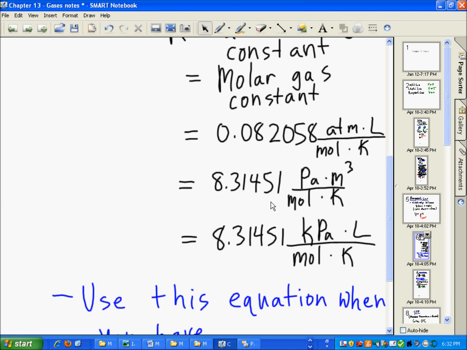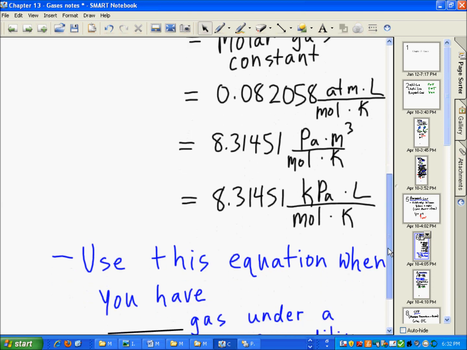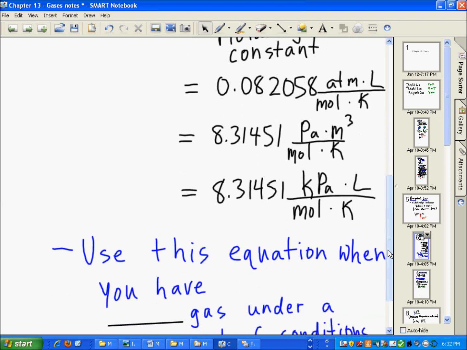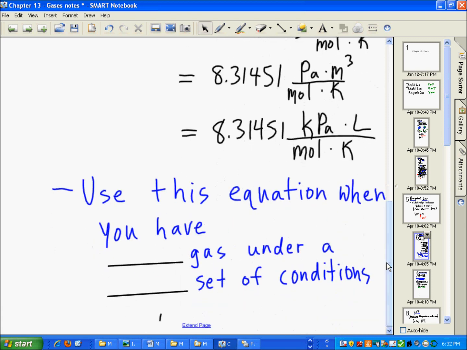Now, do we have to memorize that? You don't have to memorize this number. No. You'll be given it, although you may have it memorized because you'll use it enough. And if you change to units of kilopascals and liters, it'll be the same, 8.31451. Use this equation when you have one gas under a single set of conditions. So if the problem only gives you one gas, one set of conditions, that's when you use the ideal gas law.